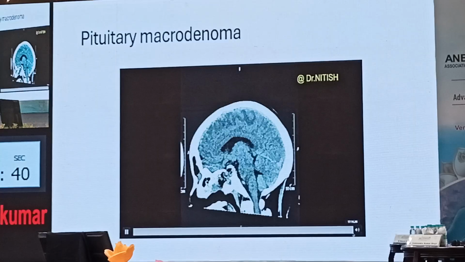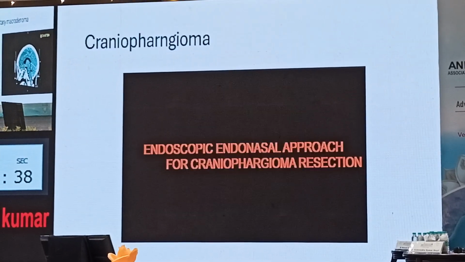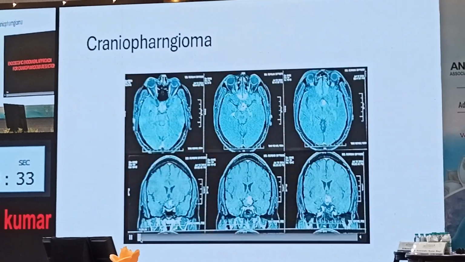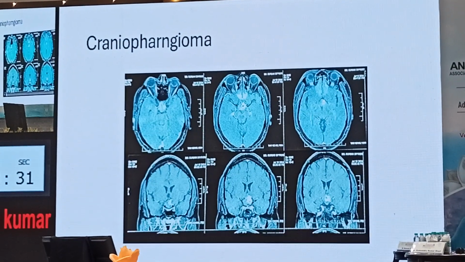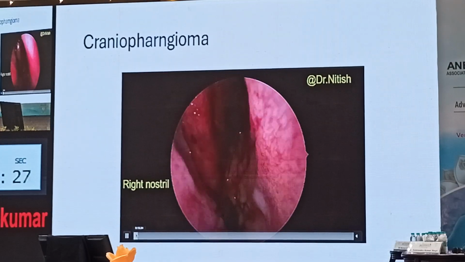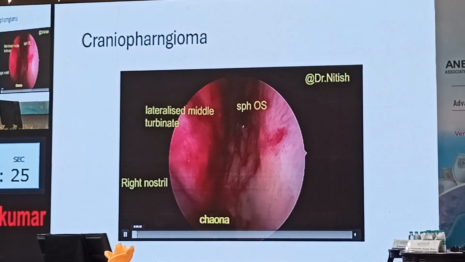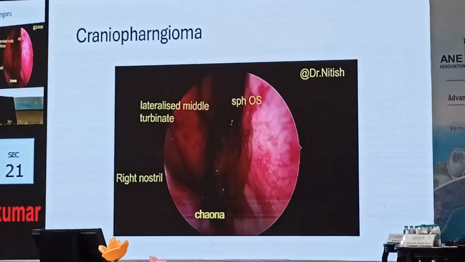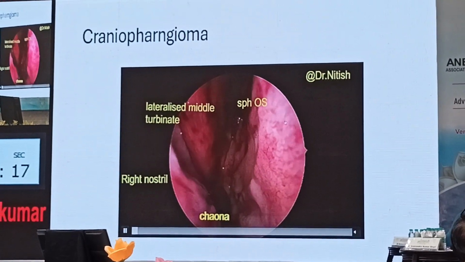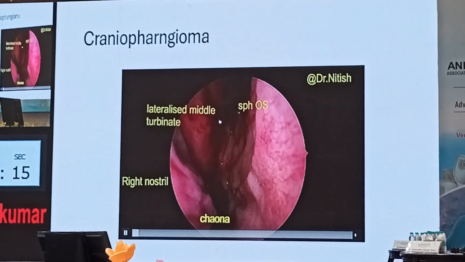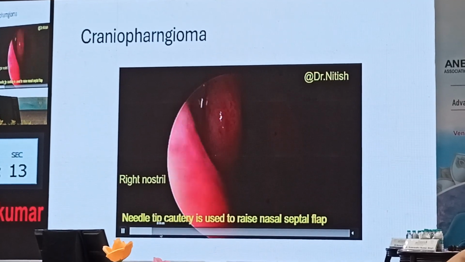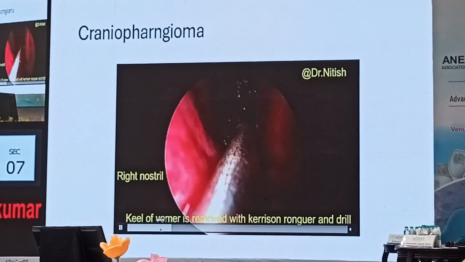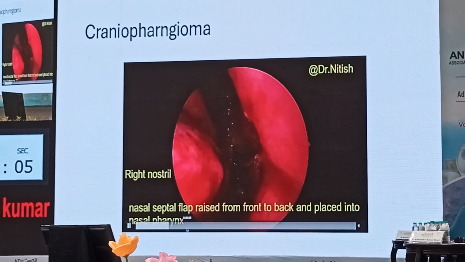So this is the post-op scan showing the complete excision. Next, this is craniopharyngioma. This is a solid cystic lesion in the sellar suprasellar region. So again, the basic steps are same. We have to introduce the endoscope along the floor and we have to identify the structures. Here you can see the sphenoid sinus and the middle turbinate. Again here with the same steps, we are raising this flap, nasoseptal flap.